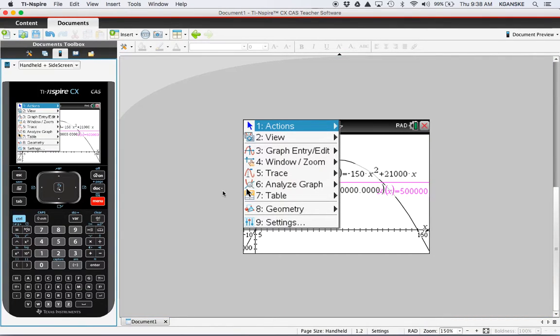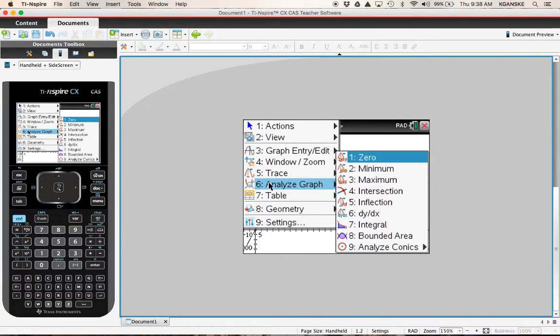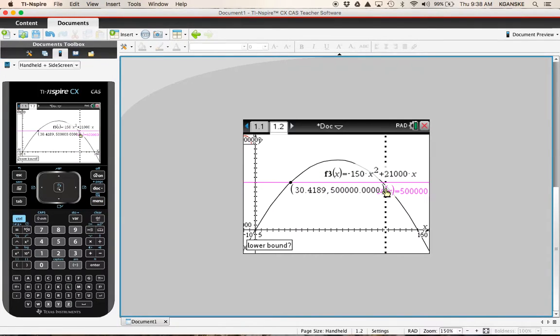Or we'll just do the next one. My price could be set at, let's analyze the graph again, 6, 4, and we'll just go and find the other intersection now. The other one, it looks like, could be at $109.58, which would also get me a $500,000 revenue out.